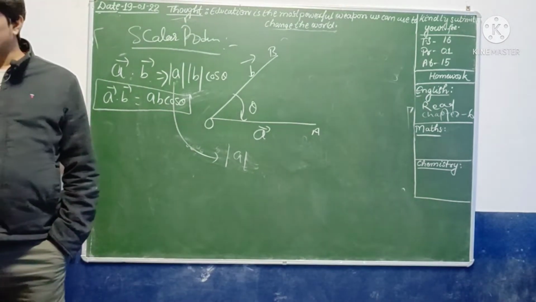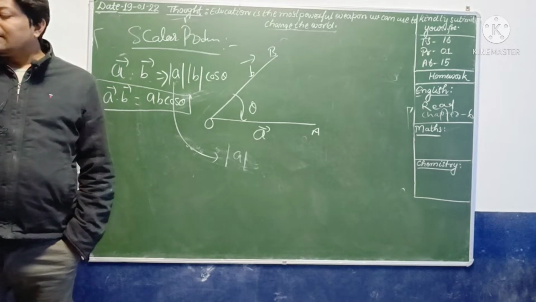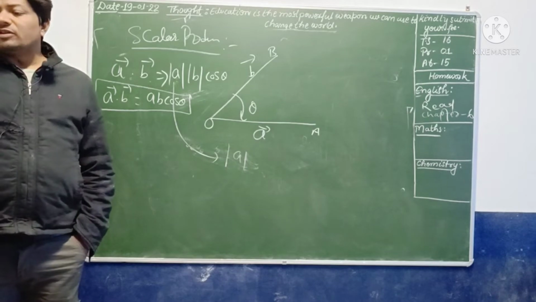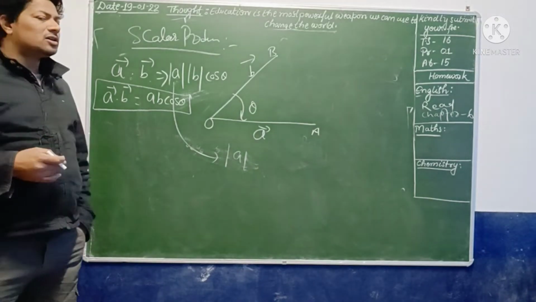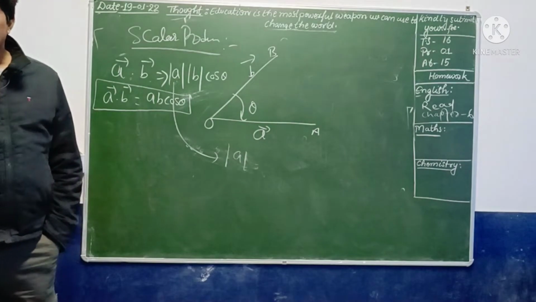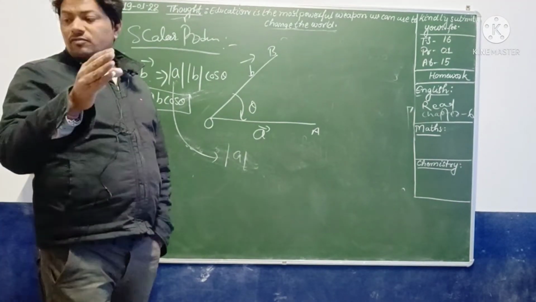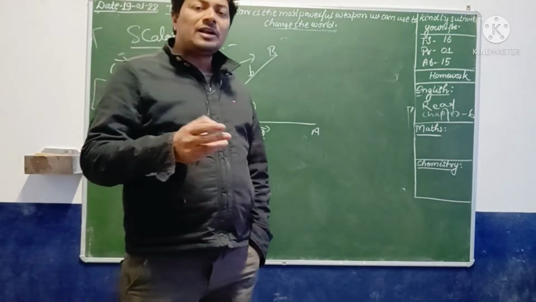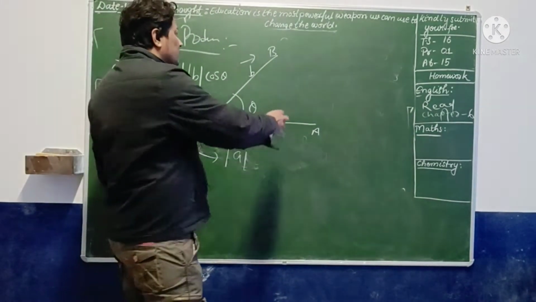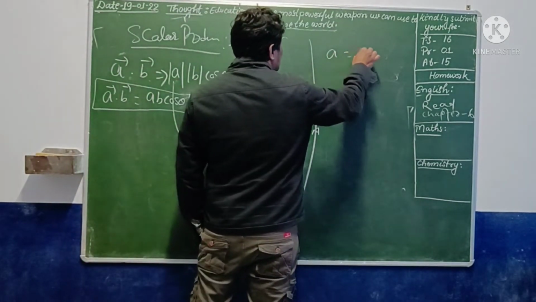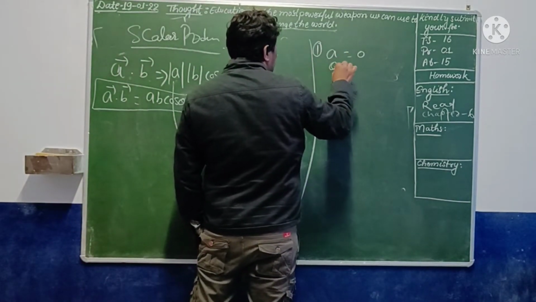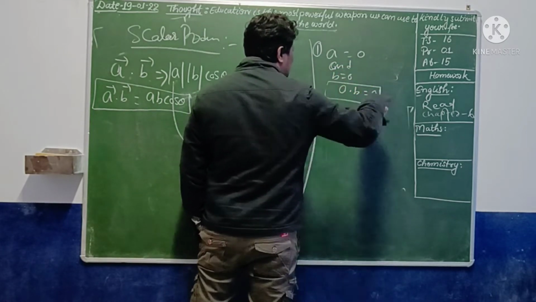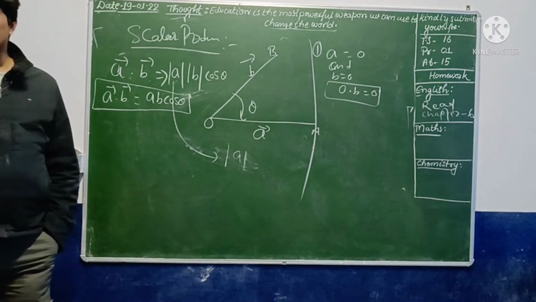Any doubt up to this point? Clear? The theta will lie from 0 to pi. Now the remarks related to the dot product A dot B equals AB cos theta: if A equals 0 or B equals 0, what will happen? A dot B also equals 0. Simply write, if A equals 0 and B equals 0, then A dot B equals 0.